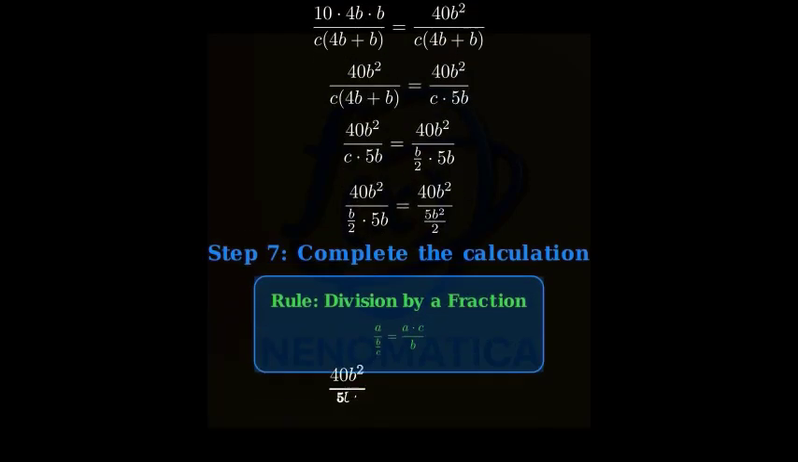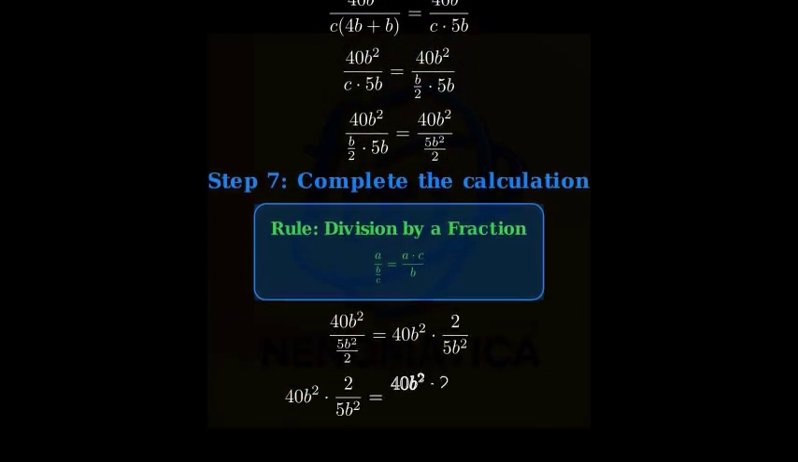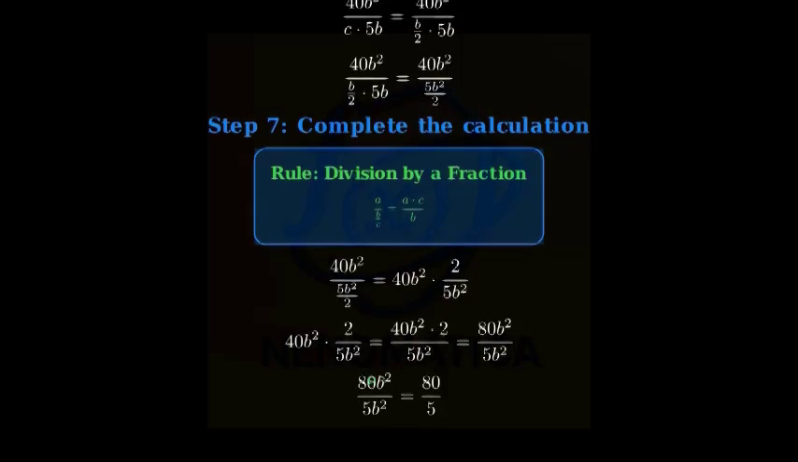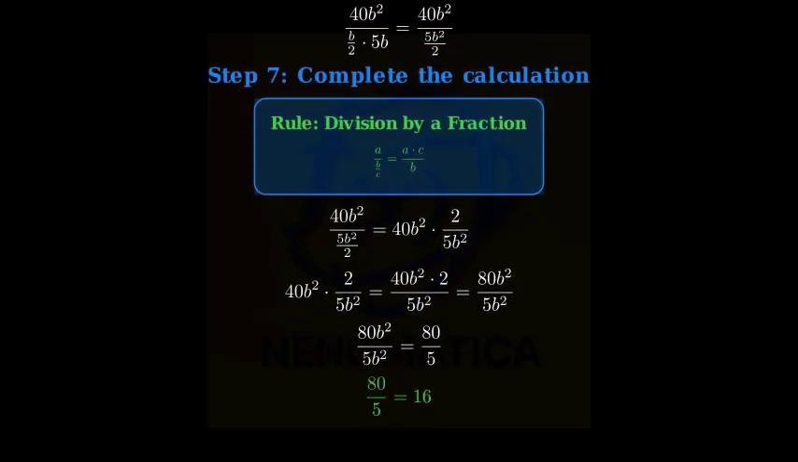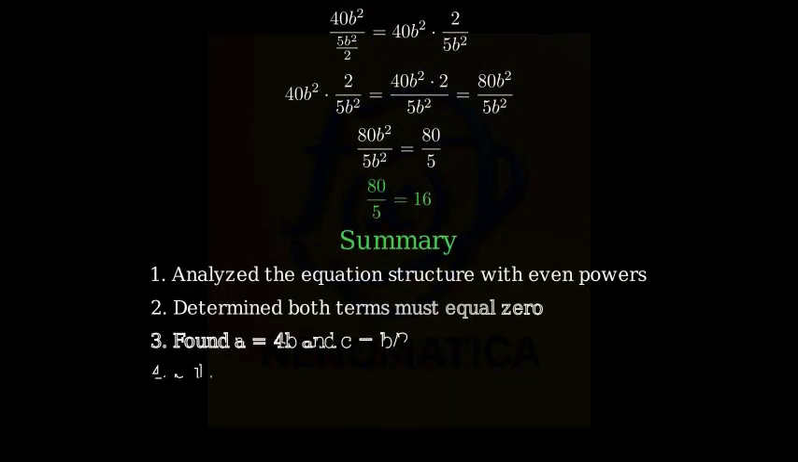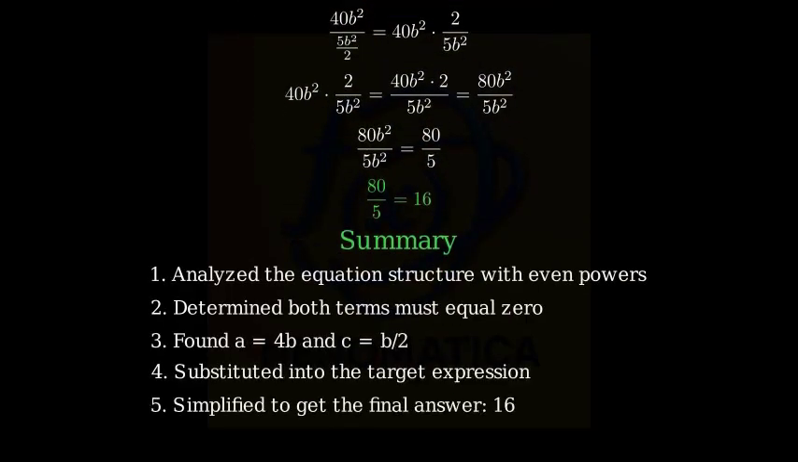When dividing by a fraction, we multiply by its reciprocal. This gives us 40b squared times 2 over 5b squared. Therefore, the value of our expression is 16. Let's review the key steps we followed to solve this problem.